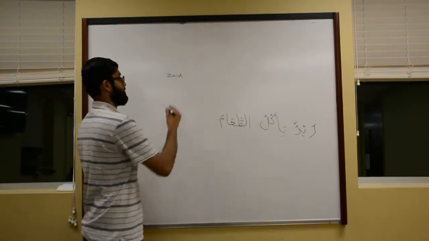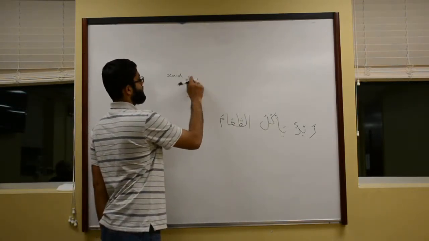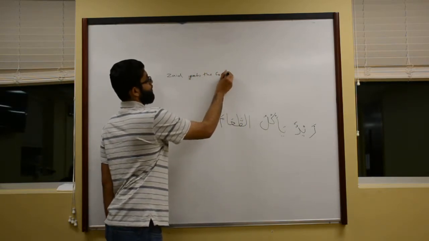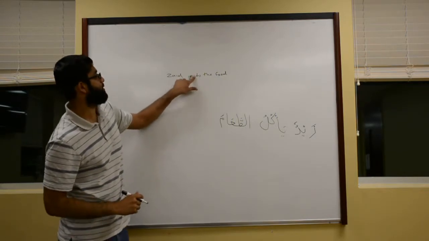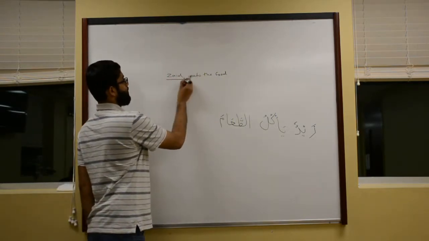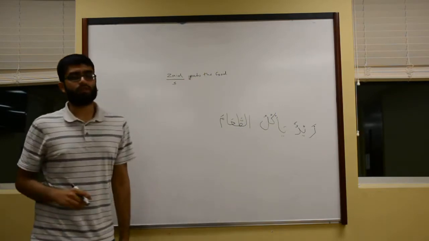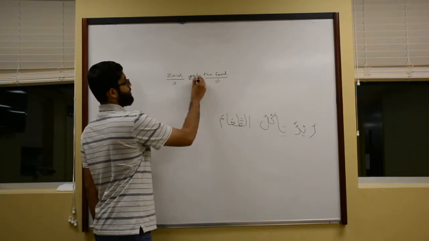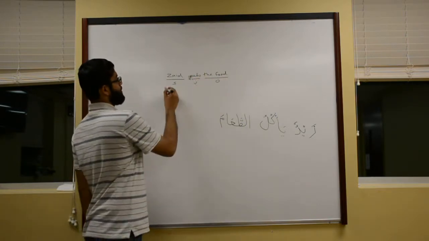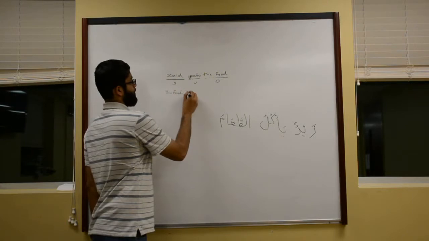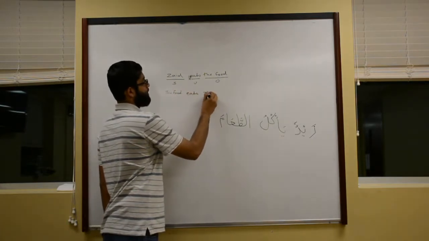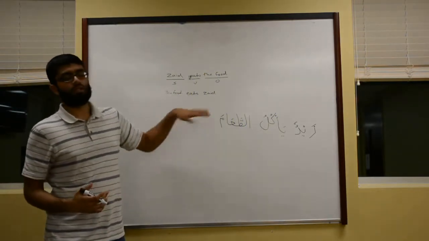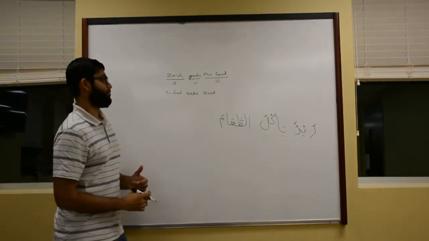The sentence matters. If I said Zaid eats the food, who is the subject? Zaid is the subject. And what is the thing that's being eaten? The food. So it's the object, and this is my verb. If I switch it around to say the food eats Zaid, what have I done? I've made Zaid the eaten object. So this completely switches.